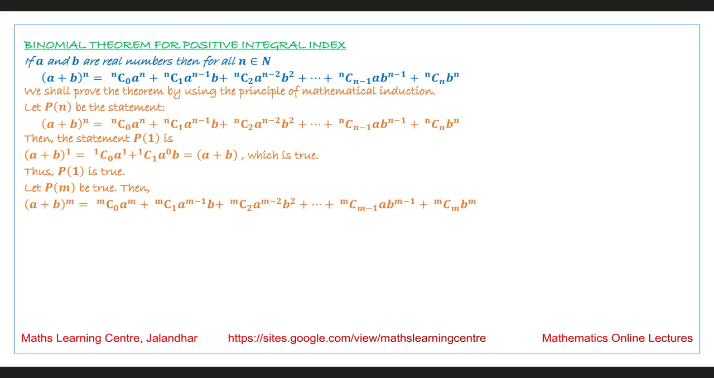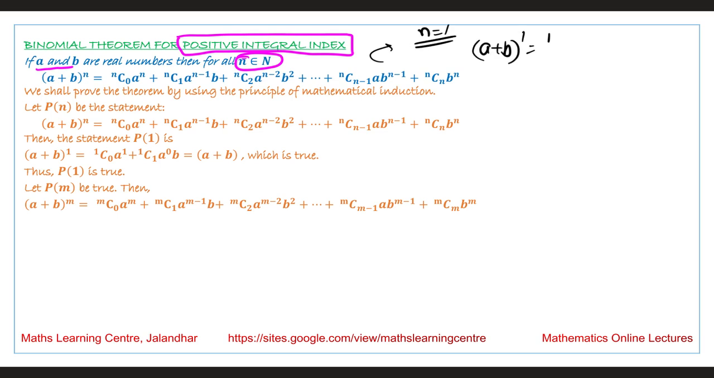Next is the binomial theorem for positive integral index. So we are saying if a and b are real numbers and n belongs to N. Now we are not talking about the non-negative numbers. We are talking about n belongs to N. We have this expression for the binomial theorem and we have to prove this result. So to prove this result, we first prove this for n is equal to 1. If we substitute n is equal to 1, we will get (a + b) raised to the power 1, that is equal to 1C0 a plus 1C1 b, that is equal to a plus b. So we are saying that P(1) is true.